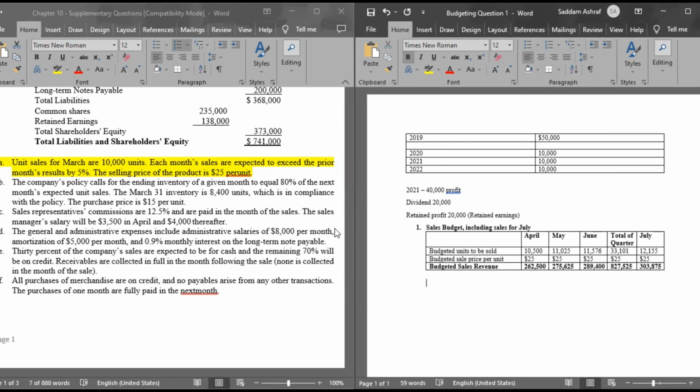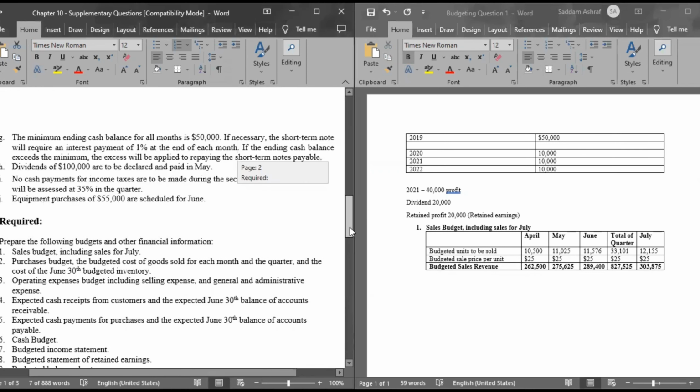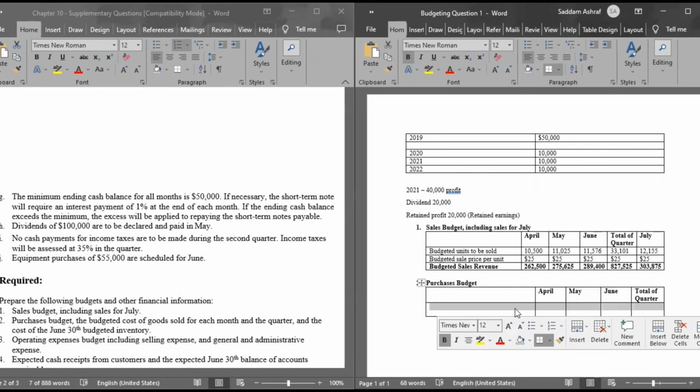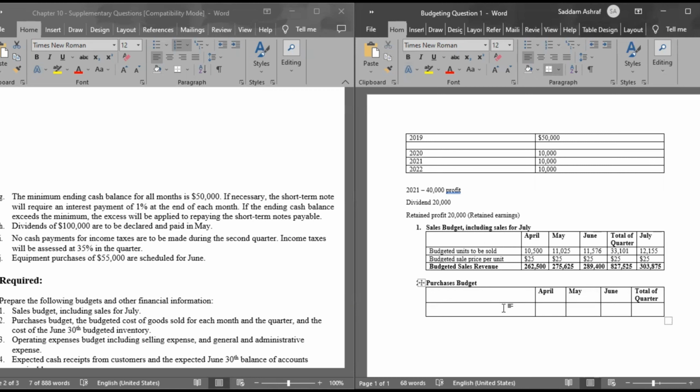Do you have any question about the sales budget? No. Okay. So our next budget is the purchases budget. So in the purchases budget, first of all, we will place the budgeted units to be sold. We have just written this from our previous requirement in the sales budget. So this is the quantity we have budgeted to sell in the next quarter from April to June.